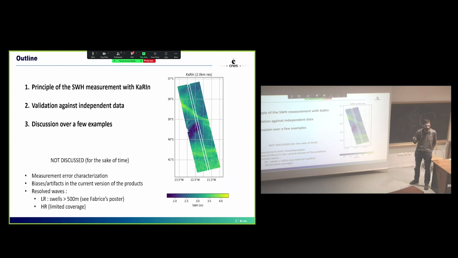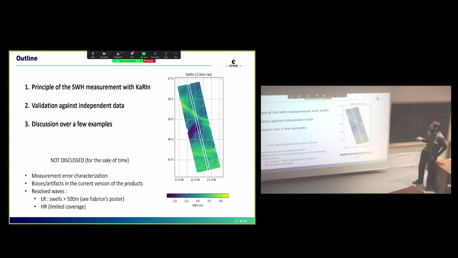There are complications in there, also non-linearities in the instrumental measurement. But if you're interested in that, of course, again, just come and talk to me. The current version of the HR products are not very suitable for that kind of analysis, but we can work on making this a bit more practical for ocean analysis. All right, so that's the end of the part that I'm not going to discuss.